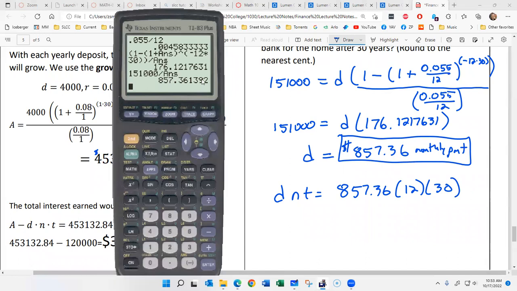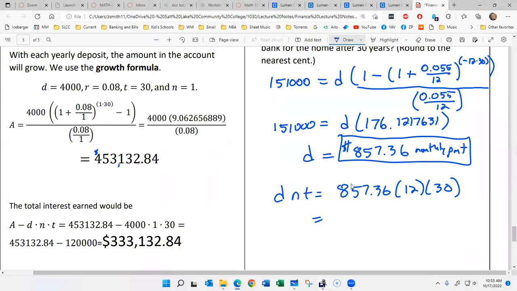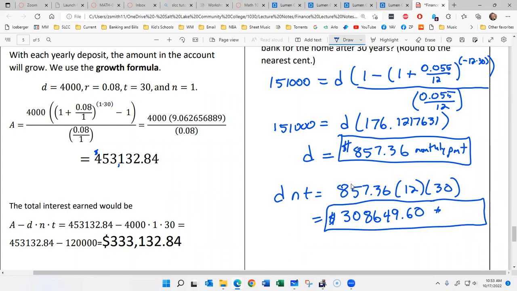Don't use the answer button this time, because the answer button actually holds a bunch of extra microcents that aren't reality. We can't make this what's on the calculator. We can't make that monthly payment. So we actually have to round because of reality. That number times 12 times 30. This is the total amount of our payments. Okay. 308,649.60. That's the total payment.